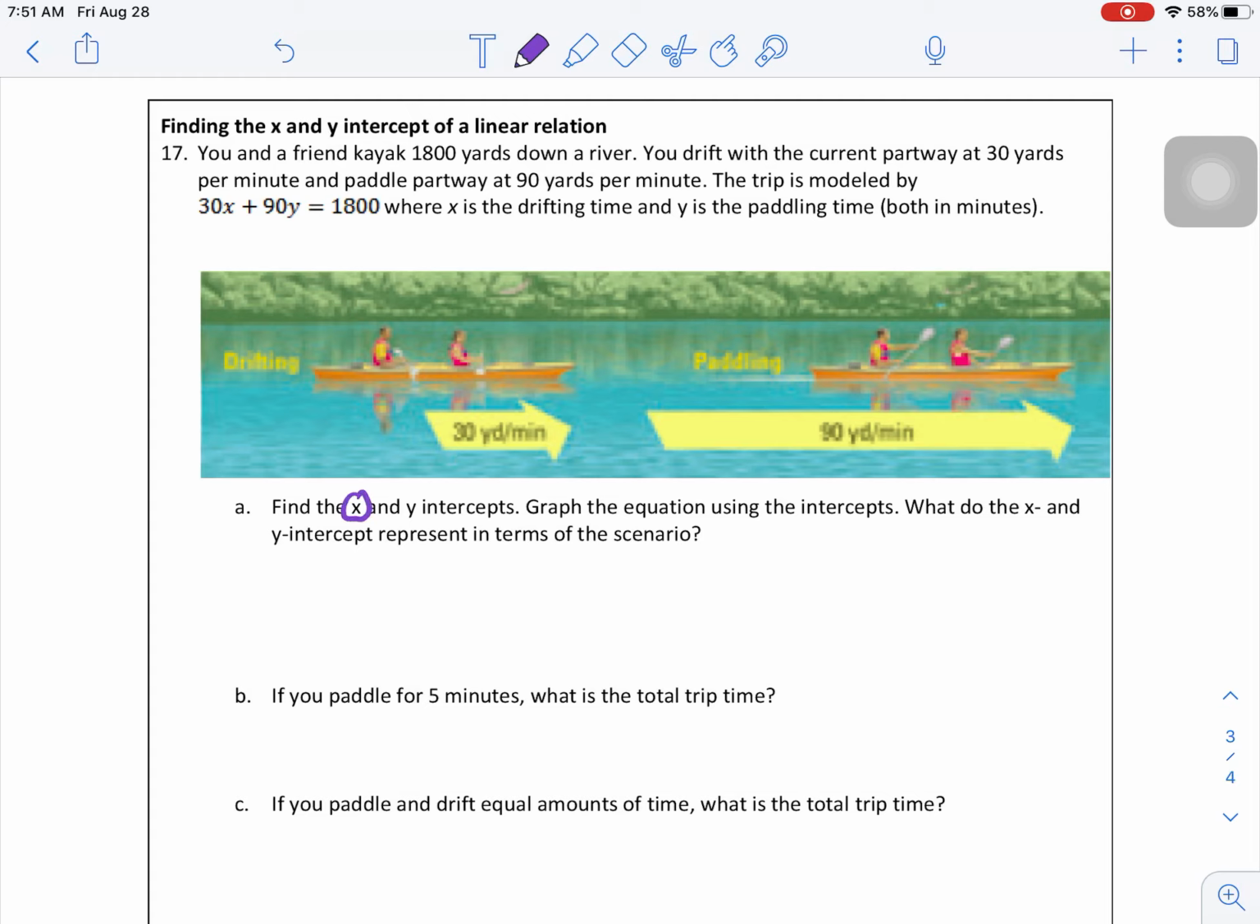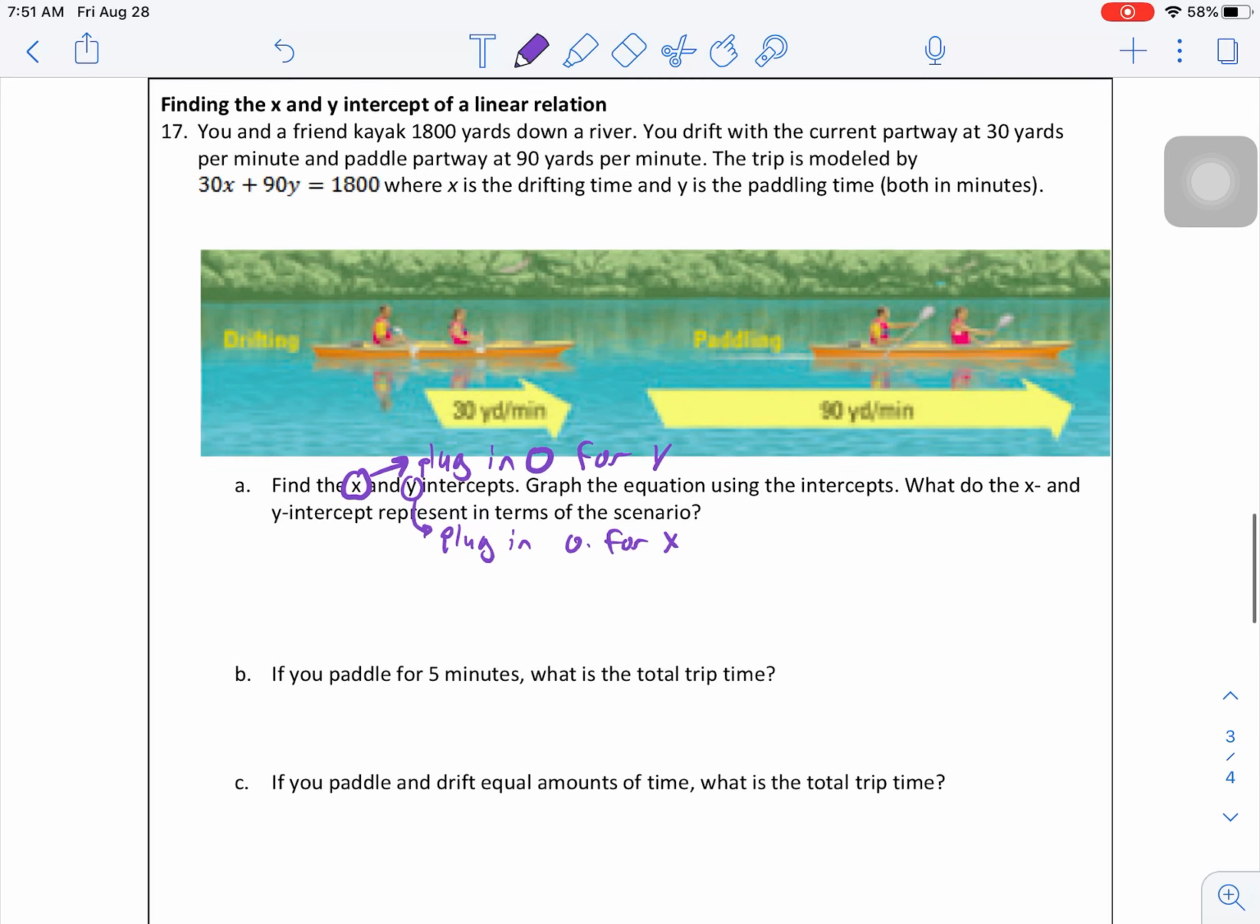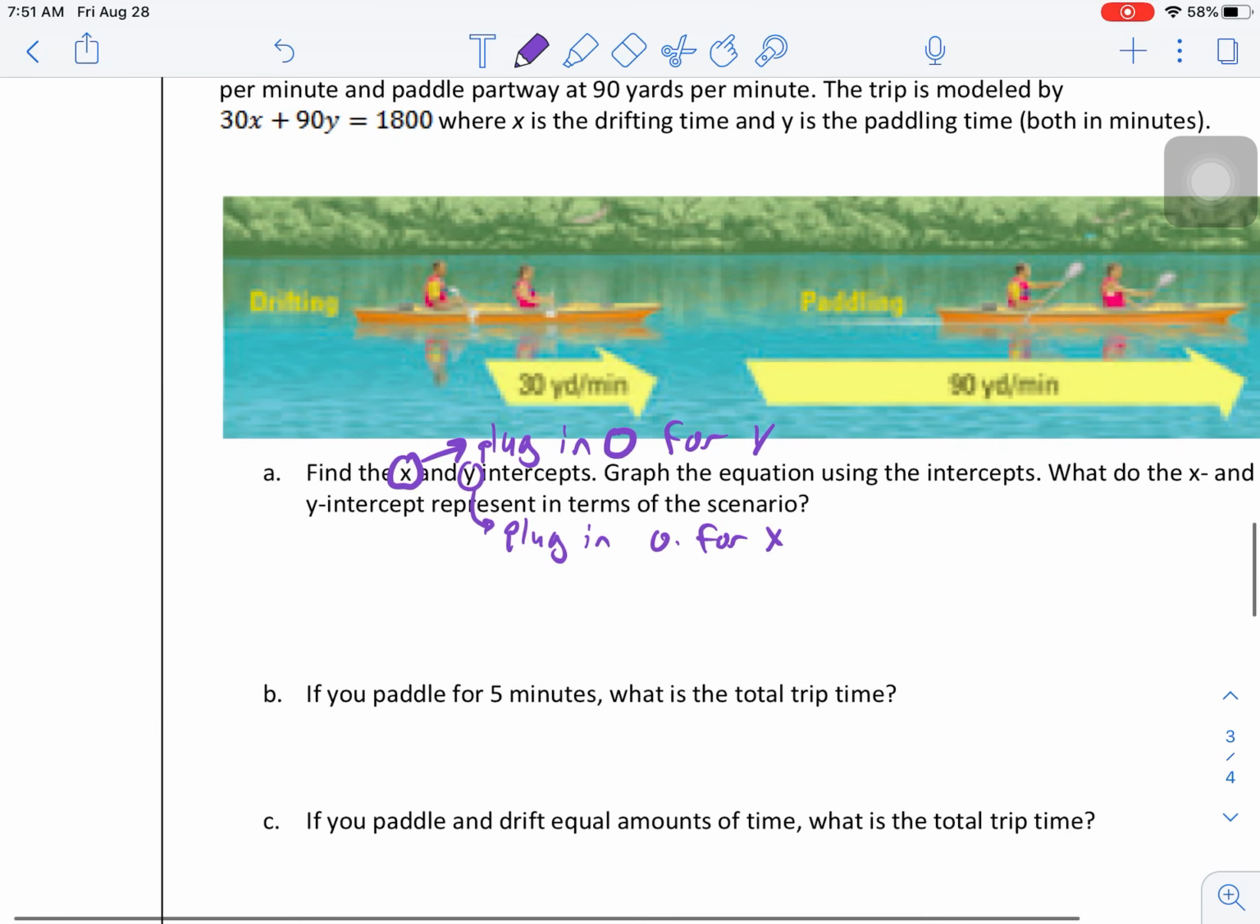So, to find an x-intercept, all you're going to do is plug in 0 for y. So plug in 0 for y. Then to find the y-intercept, well, guess what? You just plug in 0 for x. Okay, so then let's do that real fast.